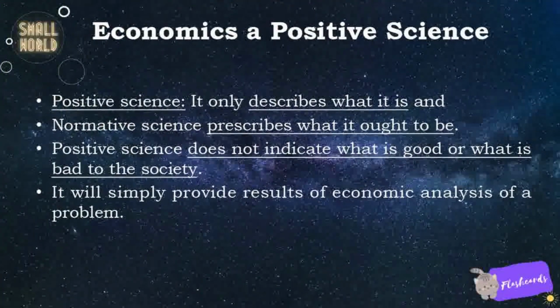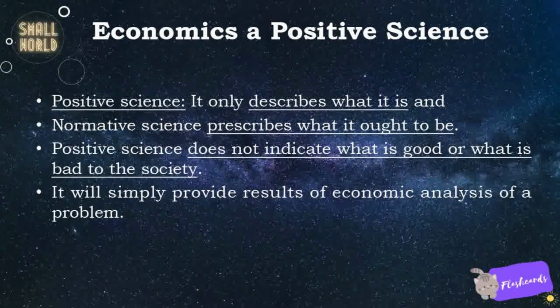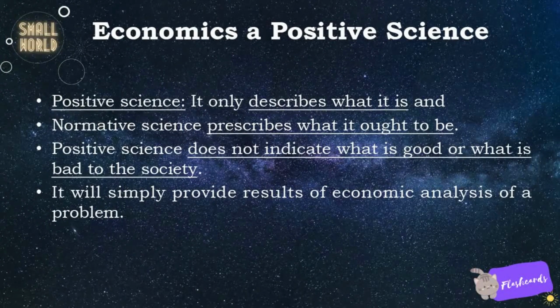Economics, a positive science. Positive science only describes what it is, and normative science prescribes what it ought to be. Positive science does not indicate what is good or what is bad to the society. It will simply provide results of economic analysis of a problem.